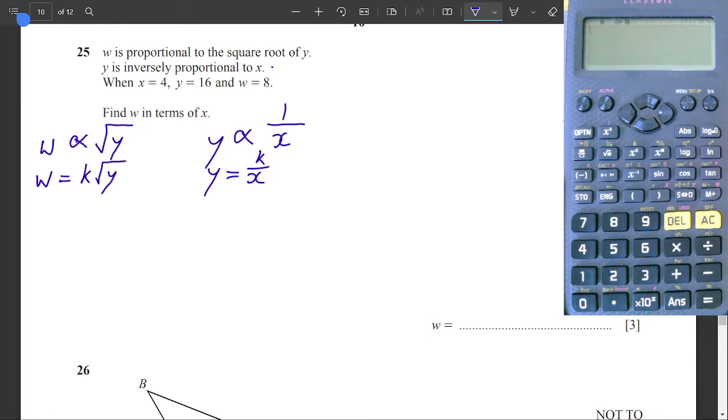Now next step, let's use this information we have here. We got W is 8 and Y is 16. Let's put that into this first equation. W is 8 and Y is 16. The square root of 16 of course is 4. So that means 8 divided by 4, k equals 2. So now I can write this equation here complete: W equals twice the square root of y.